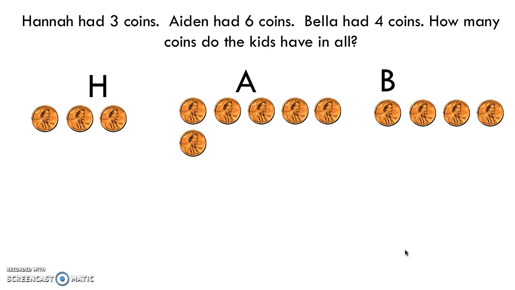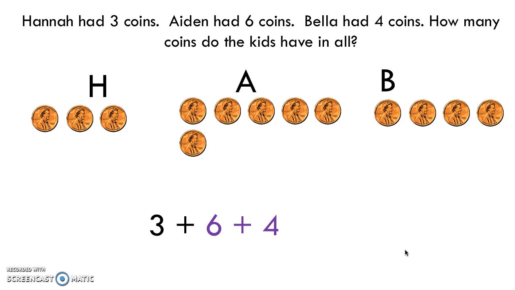I want to think about what this number sentence would be if I didn't find a 10. Let's see, Hannah had 3, Aiden had 6, and Bella had 4. So my number sentence would be 3 plus 6 plus 4. Well, I know, finding a 10 is really going to help me out. So I'm going to look to see which one of these I could add together to make a 10.